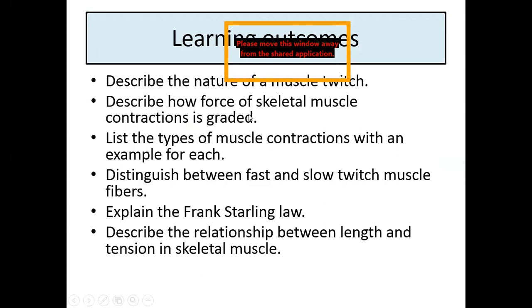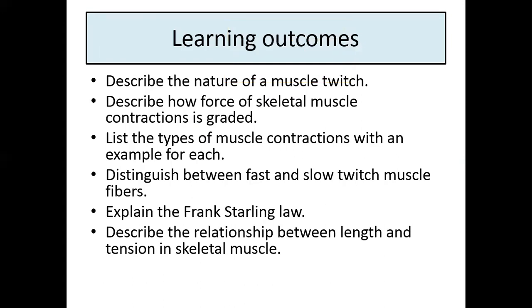We'll describe how the force of skeletal muscle contraction is graded, meaning how we can increase the force of skeletal muscle contraction. And we'll list the types of skeletal muscle contractions, giving examples for each. And we'll distinguish between the types of skeletal muscle fibers, like fast and slow twitch muscle fibers. And we'll explain the relationship between length and tension in the skeletal muscle based on the law called Frank-Starling's law.